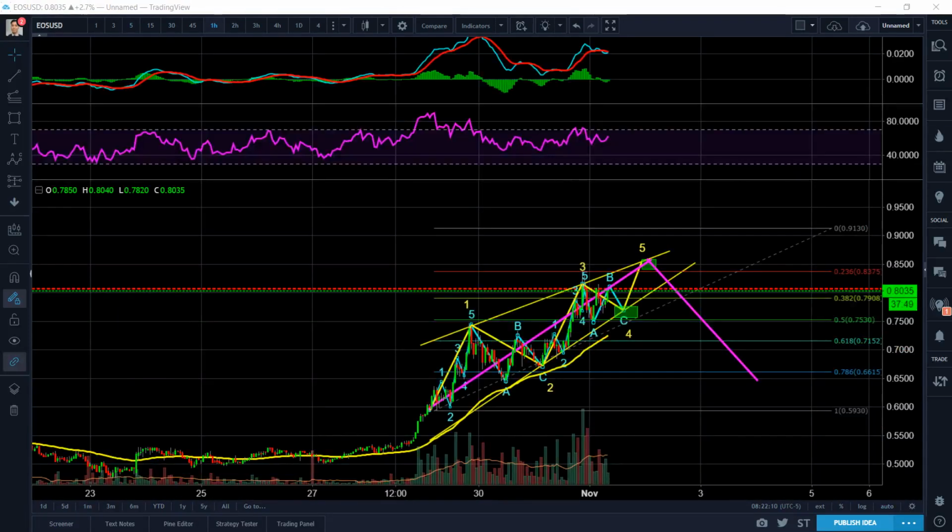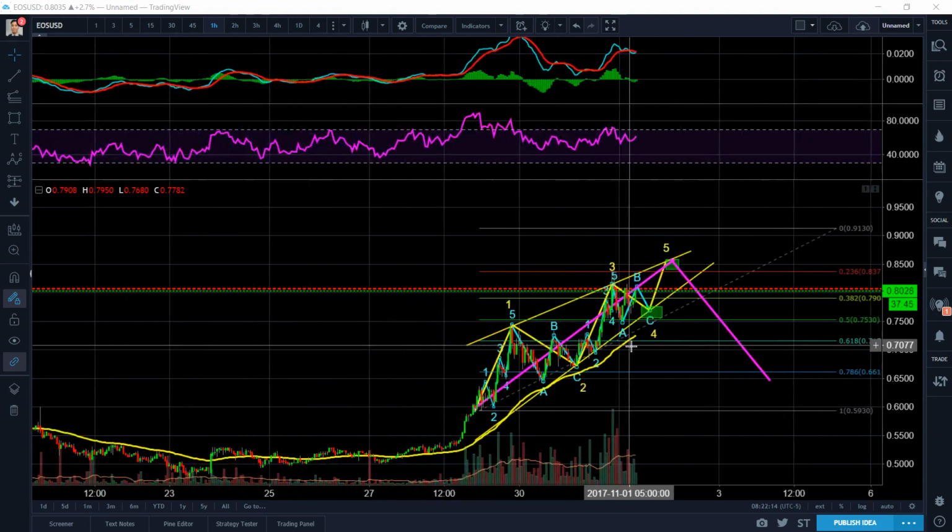So for anyone who's following me, you know exactly how accurate my charts are. My accuracy for charts is anywhere between 80 to 90%. I'm not saying that my win rate is 80 to 90%, but I'm absolutely saying that my charts are usually on point, and I update them so often, so it makes no sense for you to trade EOS and not follow me.